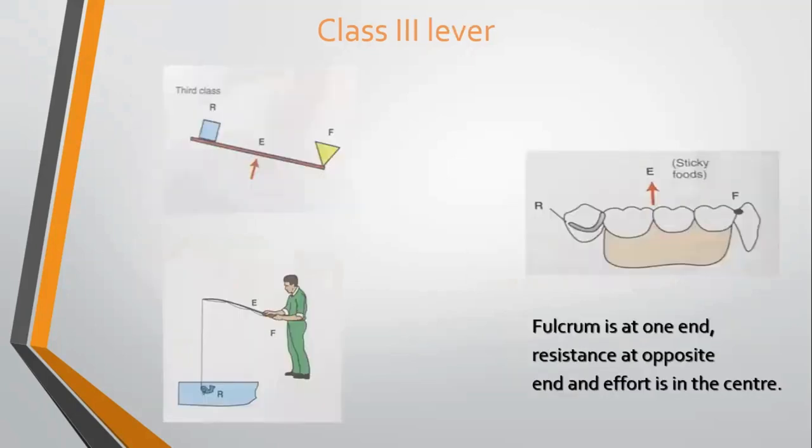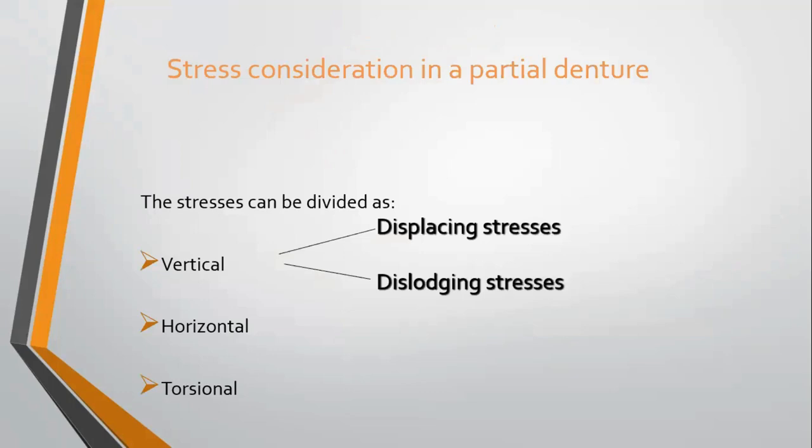Now we have the class 3 lever. Here you can see the fulcrum is at one end, the effort is in the middle, and the resistance is at the other end. In the denture also, when the patient takes sticky food, the fulcrum is at one end, the resistance at the opposite end, and the effort is in the center.